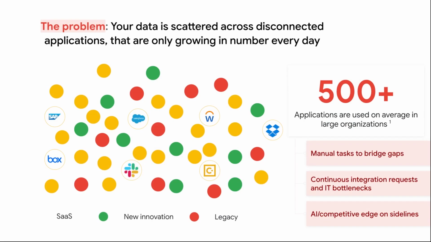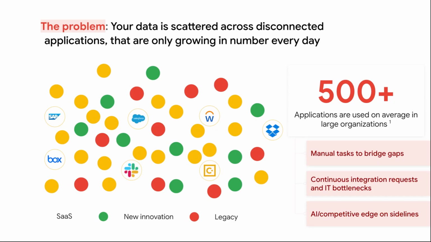This is another way to look at the problem. We find that large organizations have upwards of 500 plus applications, and the data is scattered throughout these applications, and it's not automatically connected. And what we find is that the number of applications is actually growing, not shrinking, right? And as GenAI starts giving you the ability to create more and more code, this number of applications is only going to increase more with the advent of AI.